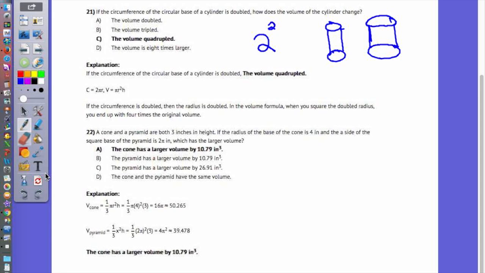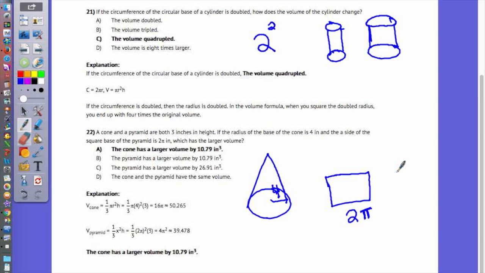Okay. So 22 says you have a cone and a pyramid, and they're both 3 inches in height. But the cone has a radius of 4, and the square pyramid has a side length of 2 pi. Noah, you're going to like this one because we're actually going to use pi, because look at the answers, there's decimals there. So we're going to find the volume of the cone.